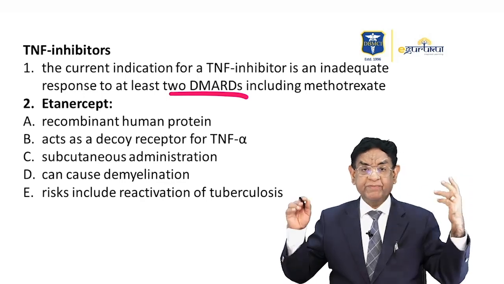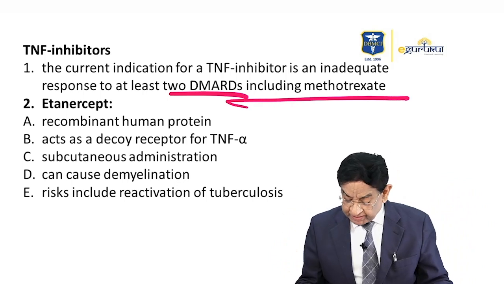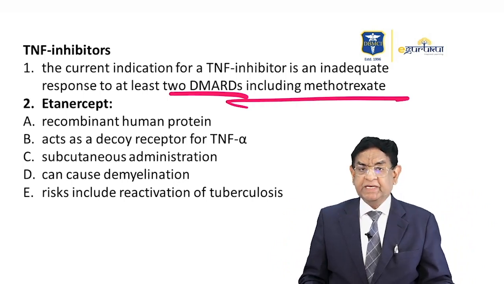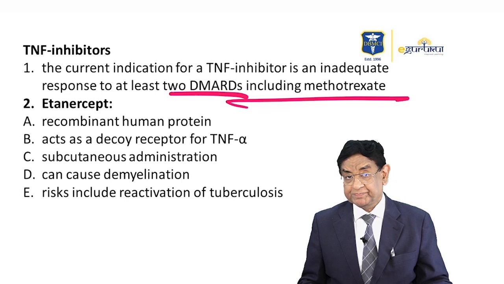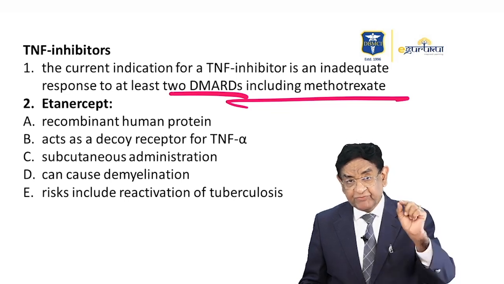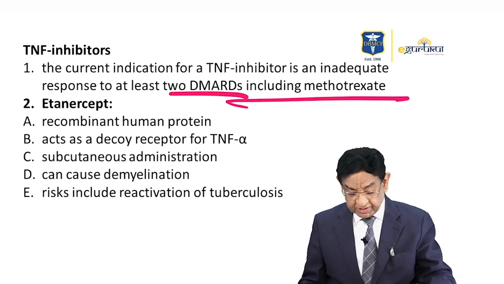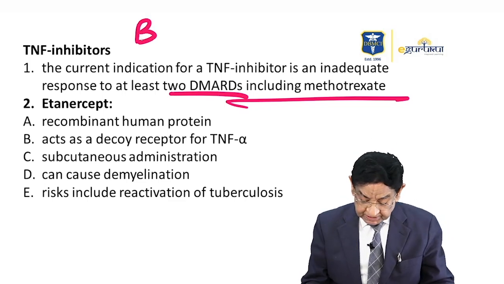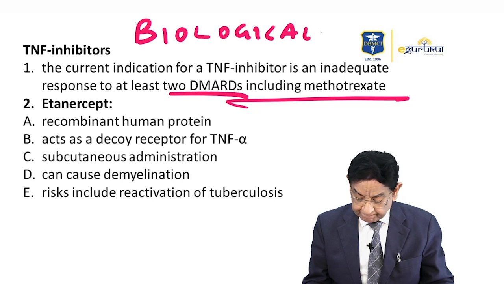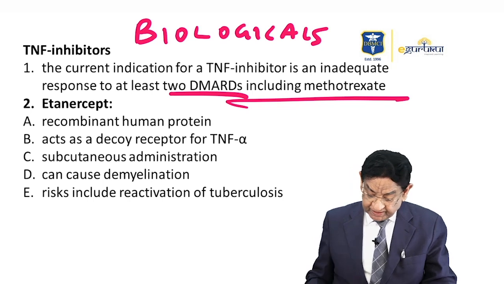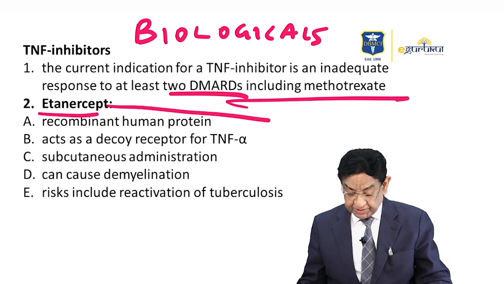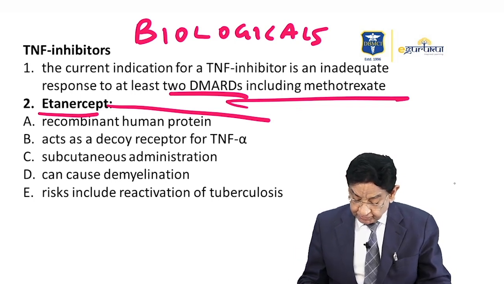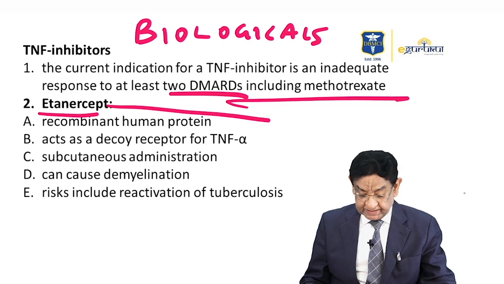So you are giving 2 DMARD, including one of them methotrexate, but still the patient is not responding. Then we can plan to add some extra drug. These are the so-called biologicals. They include TNF-alpha drugs, and etanercept is one of the most widely used drugs.